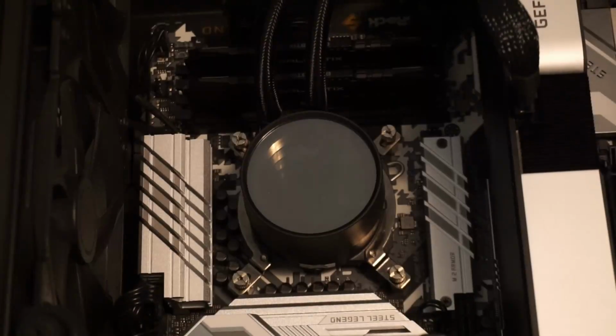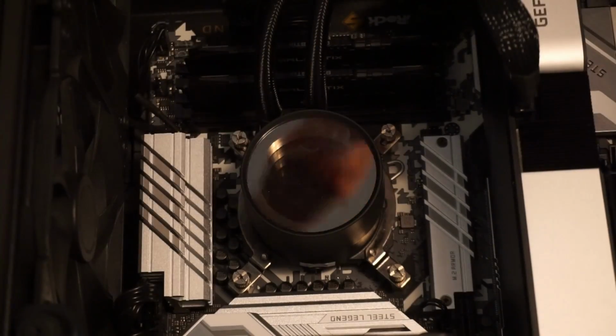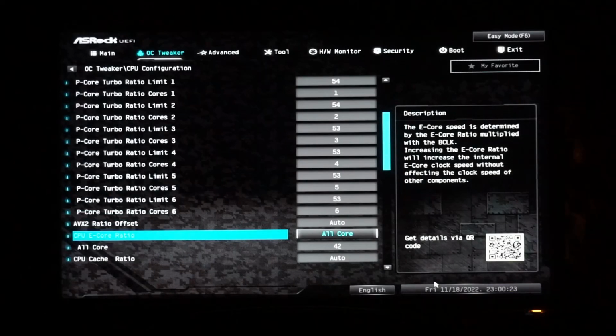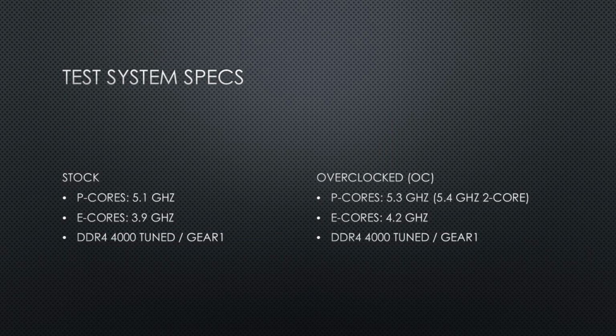Now the CPU consumes a lot less power and is easily cooled by my 280mm all-in-one liquid cooler. I applied plus 200 MHz to the all-core turbo, bringing it up to 5.3 GHz, plus 300 to the 2-core turbo, bringing that up to 5.4 GHz, and plus 300 to the efficiency cores, which brings those up to 4.2 GHz. Here are the test system specs. The stock and overclock CPUs are paired with DDR4 4000 with tuned timings.